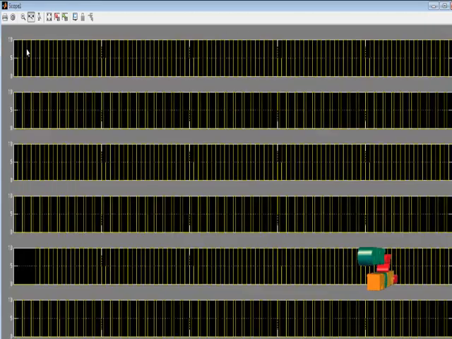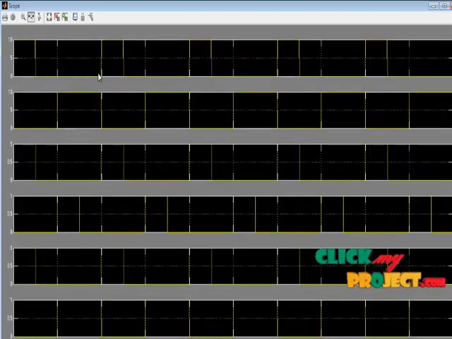And the next one, the output pulses waveform. Here the 6 switches pulses are shown. And next, the other 6 switches pulses are shown here.